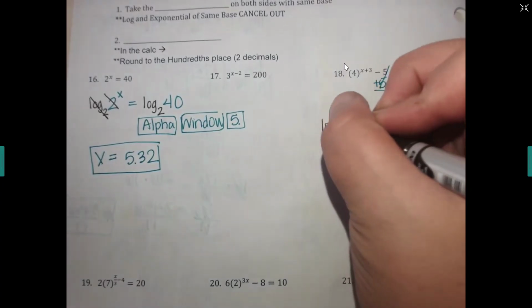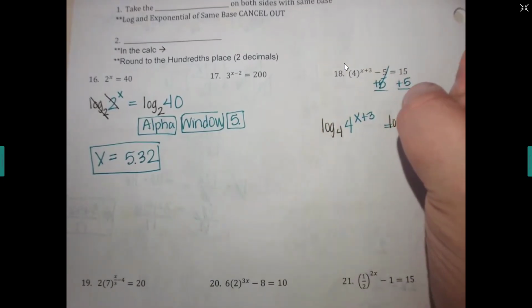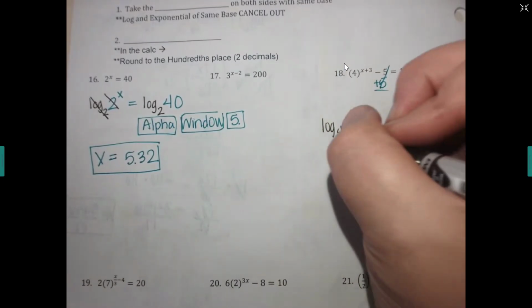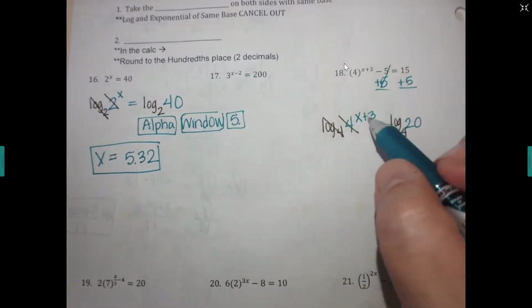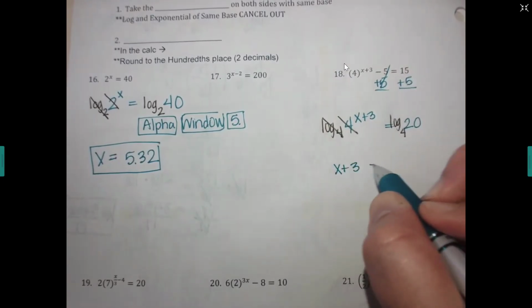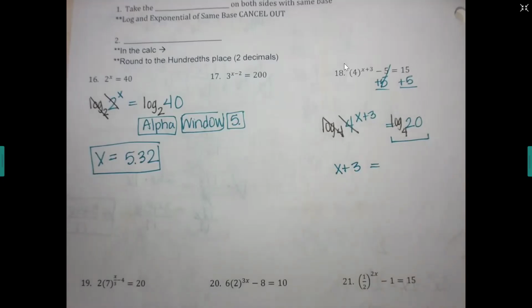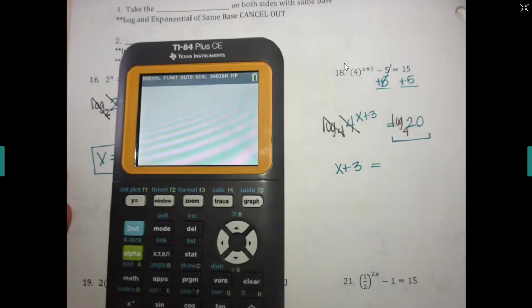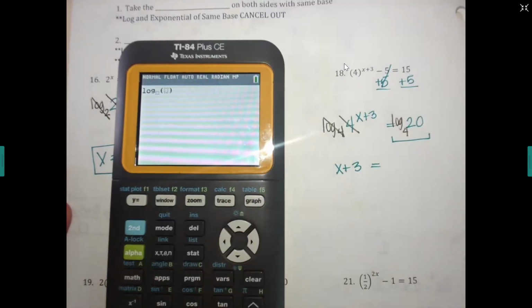So you're going to log little 4 to cross out the big 4 and log little 4 on the 20. And then the x plus 3 will come down and you'll have to type this in to see what it is in the calculator. So remember, it's alpha window 5. That'll give you a log with both boxes in it. And then you're just going to write down that decimal to 2 decimal places. So alpha window 5. I want a 4 in the little box, 20 in the big box.